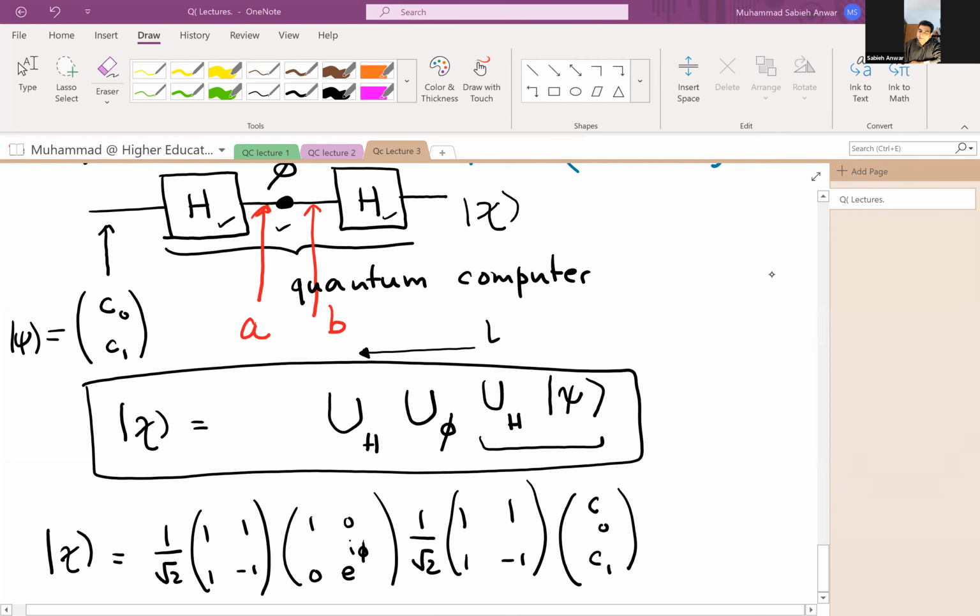What I've done here is I've defined a Hadamard gate. And the Hadamard gate, as you can see, though my screen has stopped working, sorry about that, is just a matrix that creates a superposition or collapses a superposition.